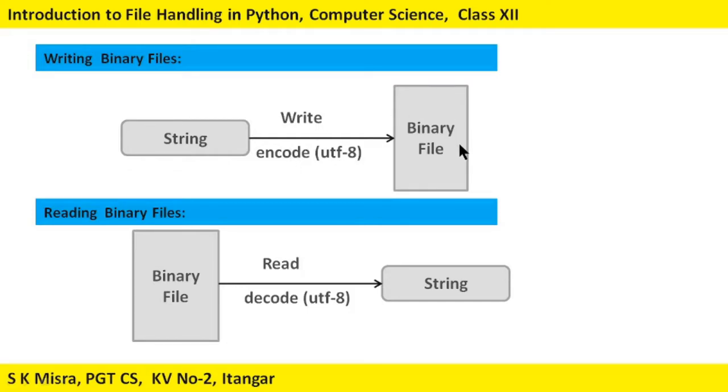Similarly, while reading from a binary file, this is my binary file, I want to extract my data. If you read directly, it will not be present in a readable form. So while reading we decode the data. As we use encoding while writing, while reading we need to decode the data, and then we can get our original string. Now let us try to understand this using a program.